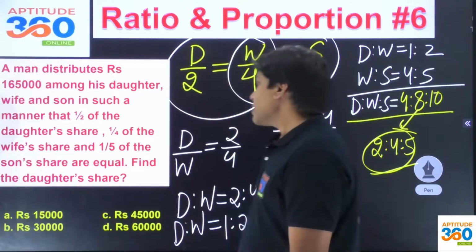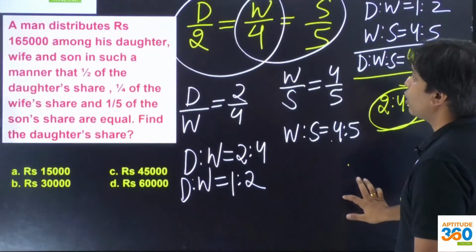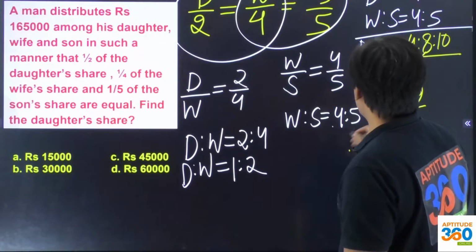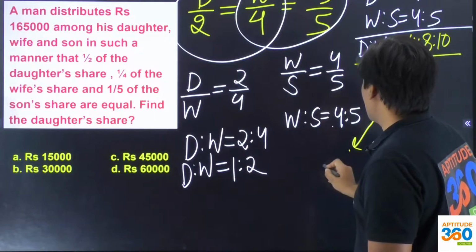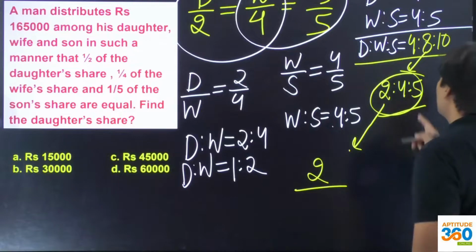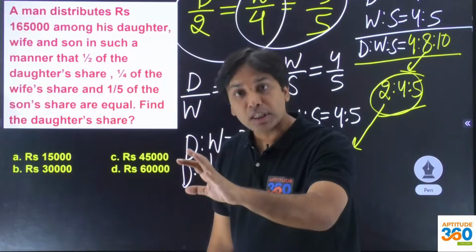Find the daughter's share. Now if you have to find out how much is the share of daughter, what is that you should be doing? So daughter will get 2 plus 4 plus 5, which is going to be nothing but 2 by 11th of the total, isn't it?